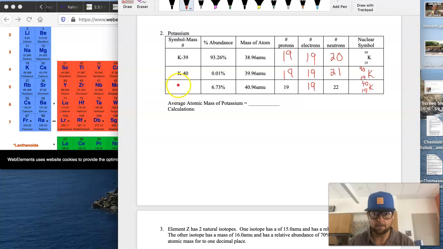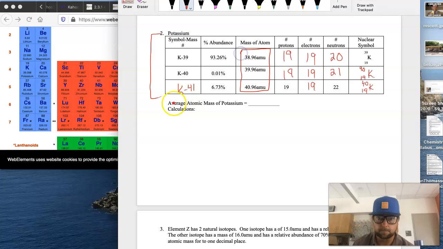And this last one is K41. So to find the average atomic mass, we're going to have to calculate it. You could look on the periodic table, but I'm asking you guys to find it based on these numbers. So in order to find average atomic mass, you can't just do an average and add the three masses and divide by 3 because there are not equal amounts of each of those.